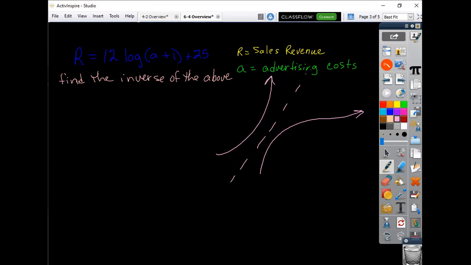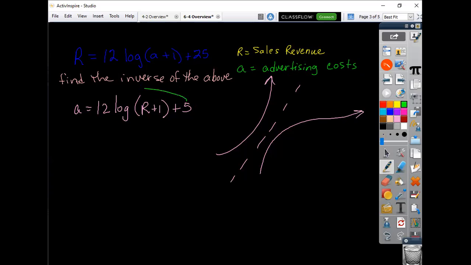At first when you spend some money, you get some bang for your buck, but at some point out here, you're spending money and it's not increasing near as much. So finding the inverse of this would be, again, switching the A and the revenue variables around. And now you're supposed to solve for this R. So remember, you've got to get your log alone first before you change it to an exponent.